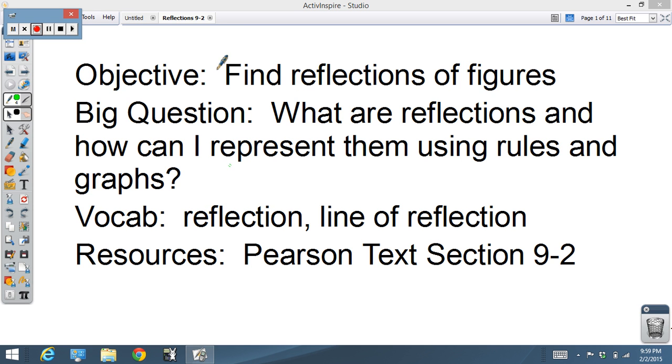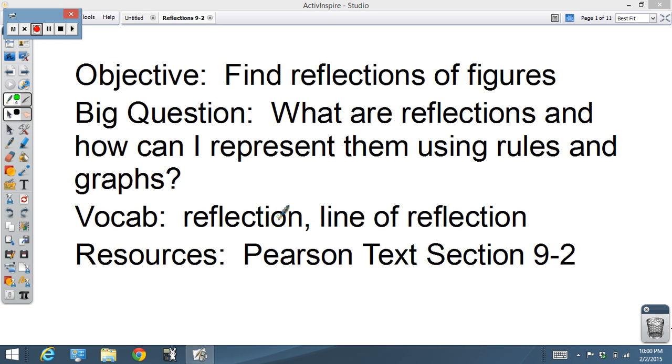Hey everybody, we are going to be working on reflections today. I kind of have to laugh at the title of this thing, Reflections. It's kind of like deep thoughts or something like that, but that's not quite what we're about. We're doing geometric reflections, and we're out of section 9.2 in the book.